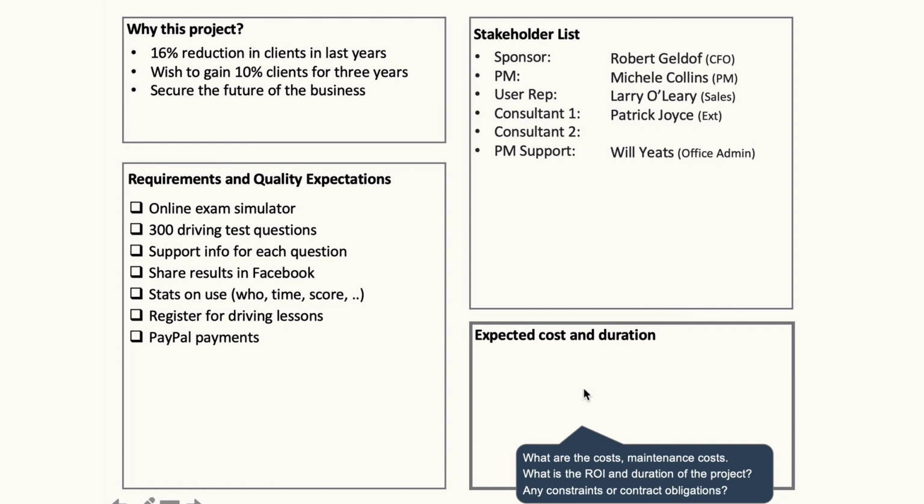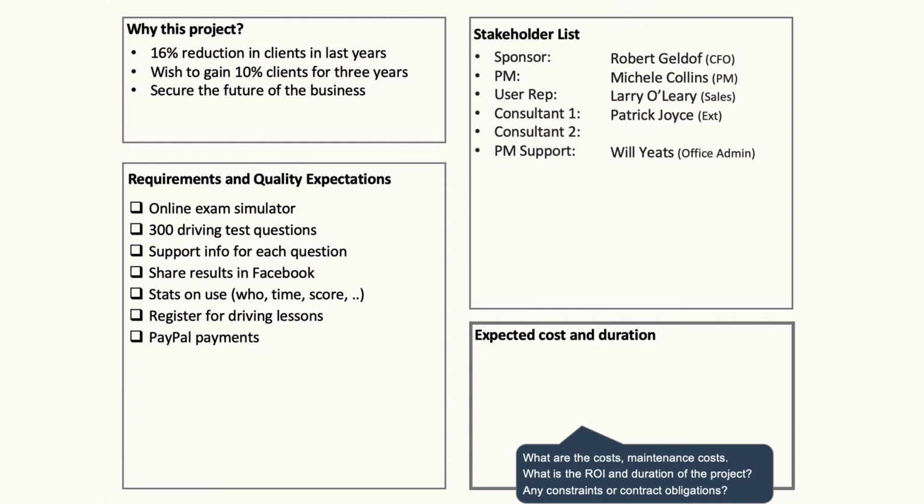So expected costs and duration. What are the expected costs of the project that we think right now, because we don't really know, we're just making an estimate. Probably the future maintenance cost of keeping this up and running would also be good to be aware of. What is the expected return on investment of this project? So when do we think we're going to get our money back? And the duration of the project and any constraints or contract obligations.